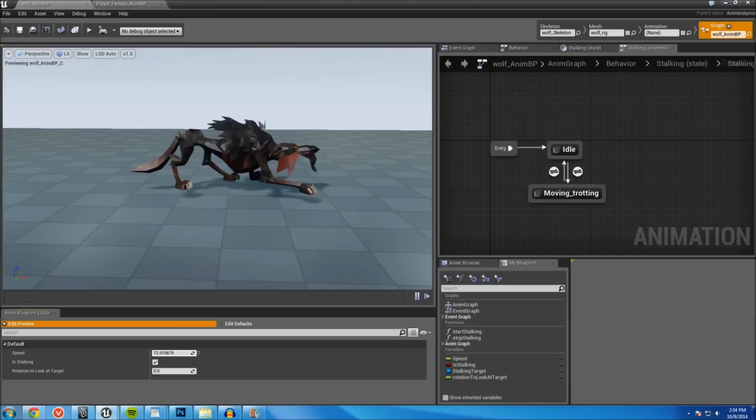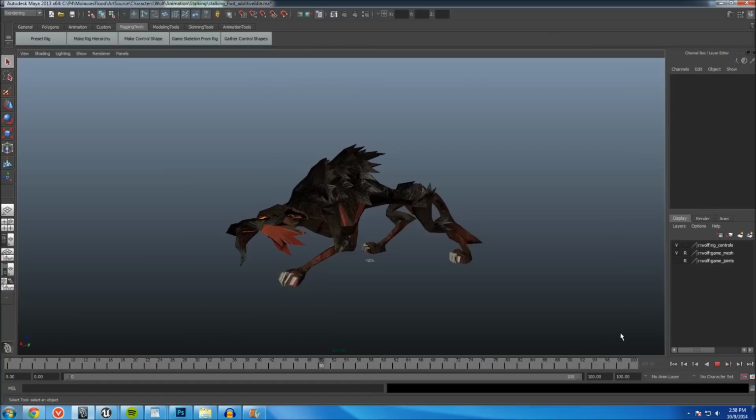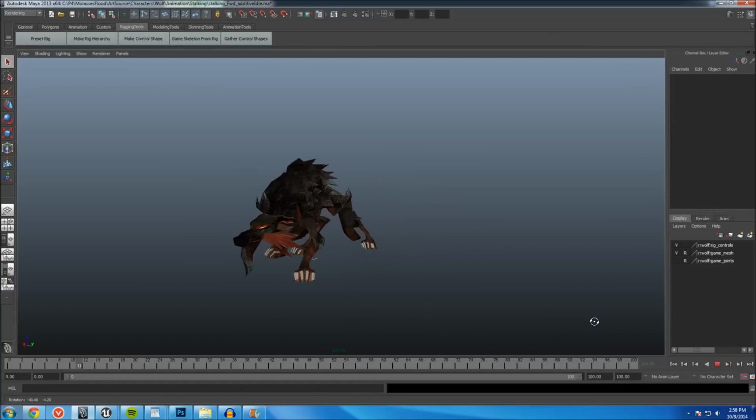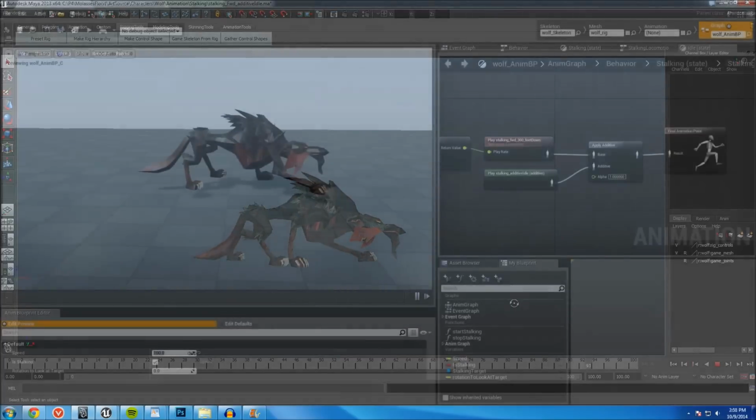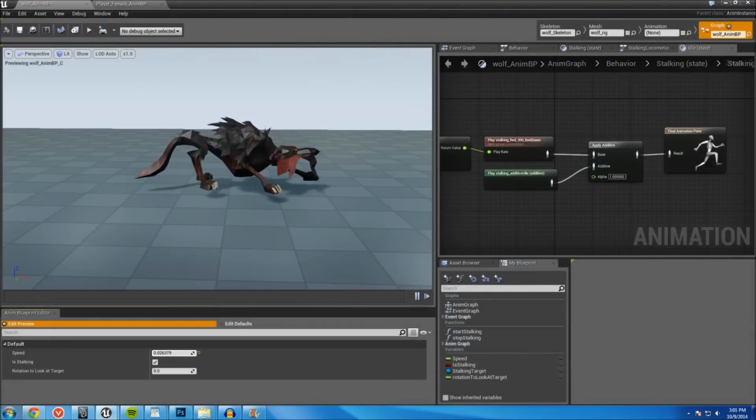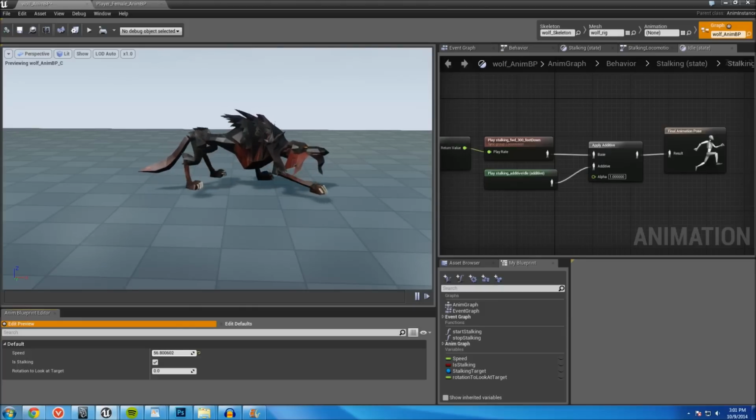But the character is still frozen anytime they are idle. So I dropped into Maya and I made a third animation. This is just a breathing animation that gives the character a little bit of motion and maybe an ear twitch. I brought that into Unreal, and I play this as an additive animation anytime the character is idle, so it just plays over the grounded locomotion animation.